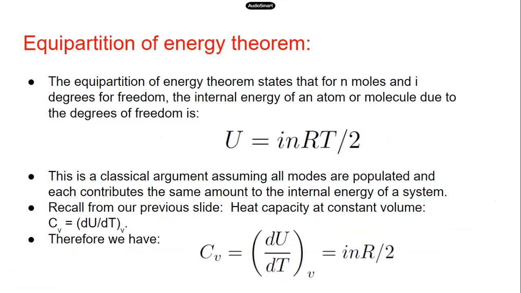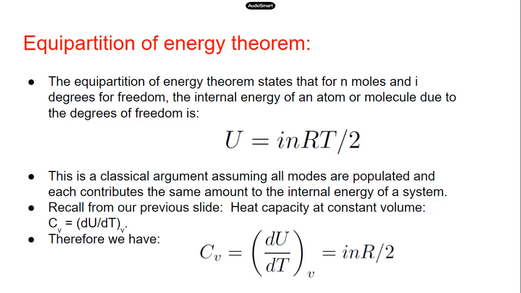Equipartition of energy theorem. This is a classical argument. Basically it says that all the modes, or all the degrees of freedom, have the same energy associated with them. This energy is iNRT over 2, where i is the number of degrees of freedom, N is moles, R is the ideal gas constant, and T is temperature.